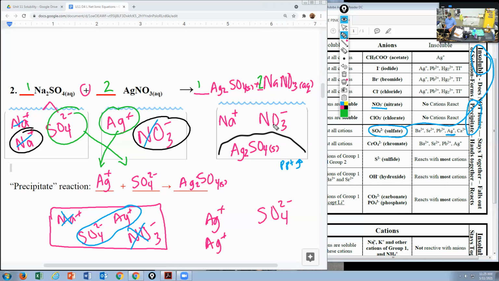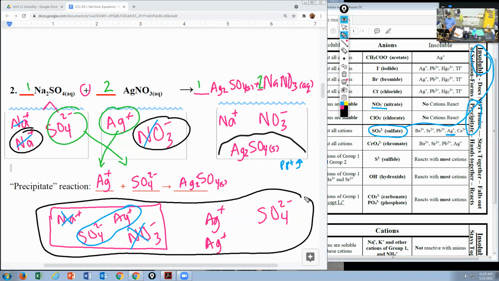What do we write with the Na and the NO3? We don't write anything because they're aqueous. They're not involved in our reaction. So the important stuff we're taking out right now is all written in red. You do not have to write any of this. I just wrote it so you can see my thought process. All right? And this wraps it up.